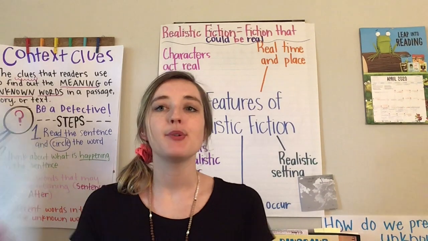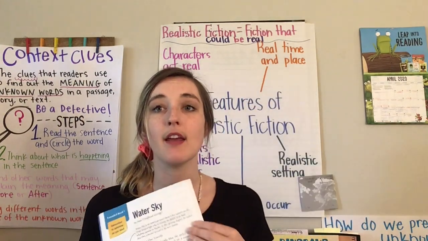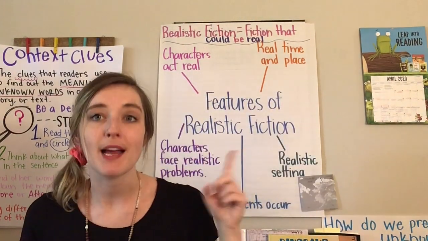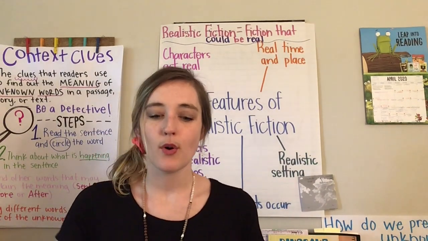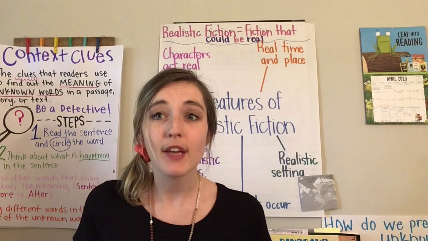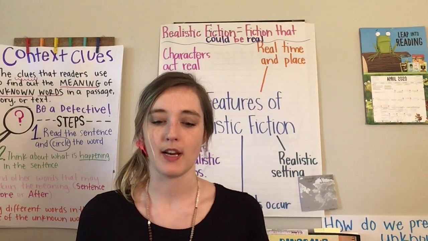Okay, so our story, Water, Sky, is a realistic fiction story. It is a realistic fiction story because it matches all of these 5 features of realistic fiction. So go ahead and turn to page 12 in your magazine and then turn to this page in your graphic organizer. We're going to read the directions and then we're going to start filling out the graphic organizer.